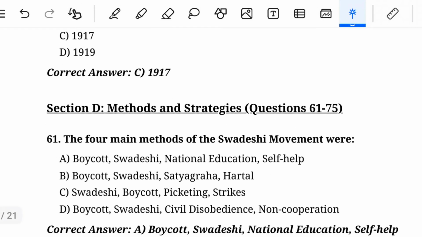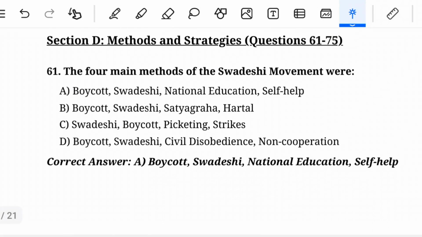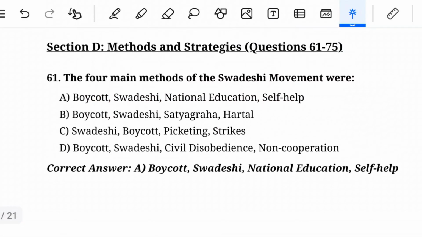61. The four main methods of the Swadeshi movement were: A. Boycott, Swadeshi, national education, self-help. B. Boycott, Swadeshi, satyagraha, hartal. C. Swadeshi, boycott, picketing, strikes. D. Boycott, Swadeshi, civil disobedience, non-cooperation. Correct answer, A. Boycott, Swadeshi, national education, self-help.